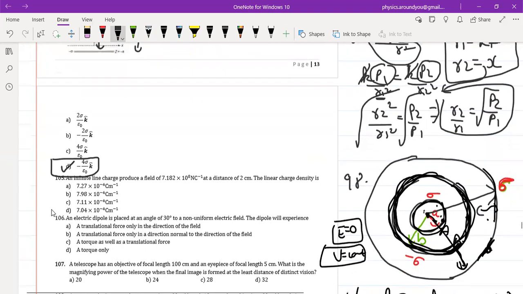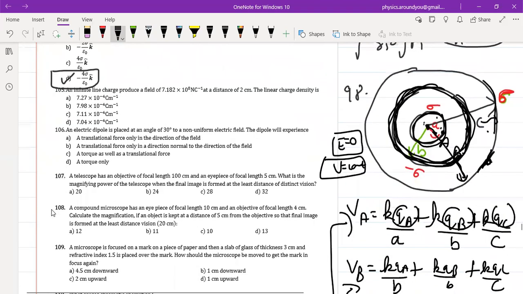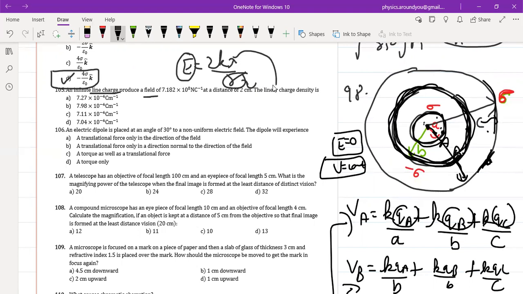Now coming to 105th. There's an infinite line charge. For a line charge, the electric field formula is E equal to 2K lambda by R. Now the electric field is given, and the distance of 2 centimeters is given. I need to find lambda. Given two parameters, find the missing third one. Here you have to be careful.